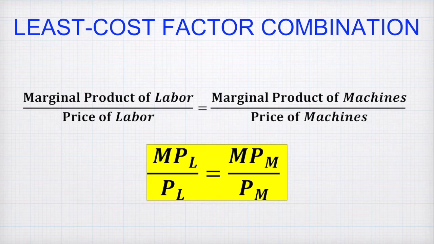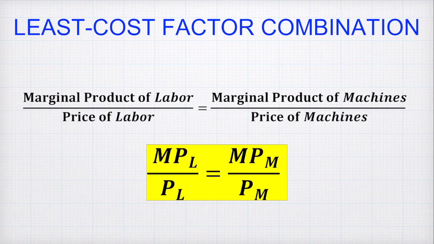relative to its price, relative to the cost of hiring labor, which really is just the wage, you want to make sure that that is equivalent to the marginal product per dollar spent on machines, right? And so basically the price of machines or the cost of machines, if you want to think of it that way. So as a ratio, they should be the same.